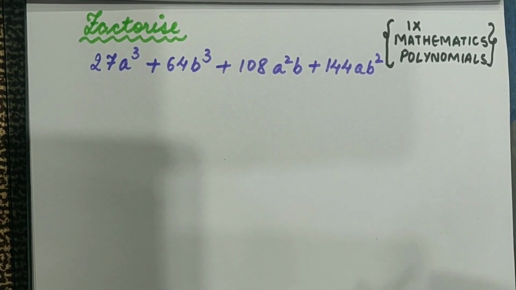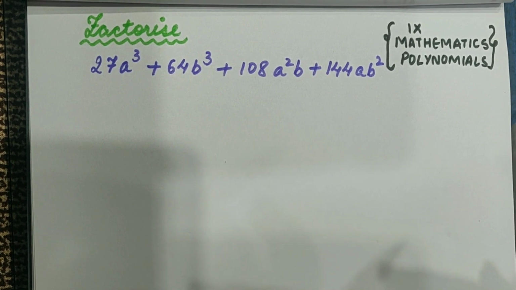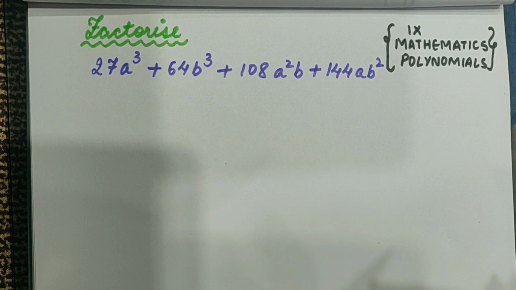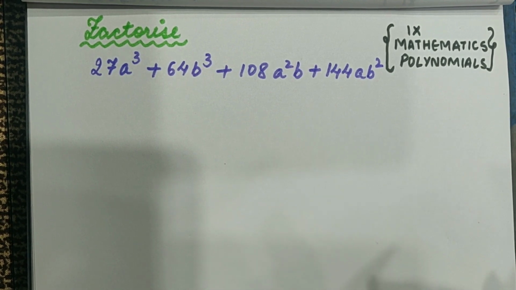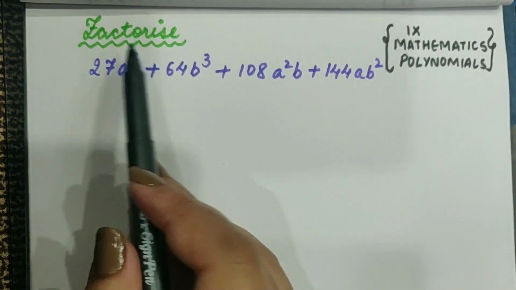Hello students, we know what (a+b)^3 and (a−b)^3 are. (a+b)^3 is a^3 + b^3 + 3a^2b + 3ab^2, and (a−b)^3 is a^3 − b^3 − 3a^2b + 3ab^2. Now let's take a question.